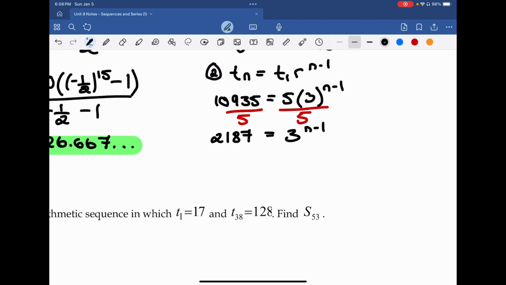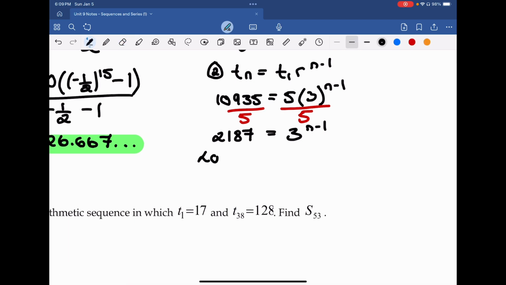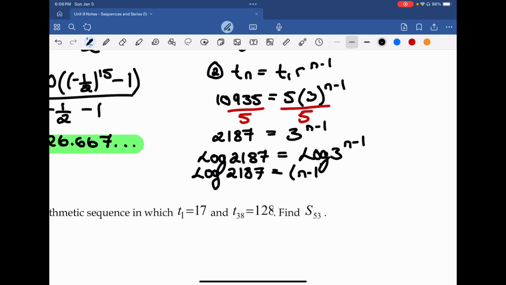Now, using logs, which again is a Math 30-1 unit, and we don't really want to go too much into it, but I'll show you how to do logs very simply for our sake. When we take the log of both sides, we say log of 2187 is equal to log of 3 to the power of n minus 1. Now, the power rule in logs is that we can take the exponent and use it as a coefficient on that log. So I'm going to rewrite this as log of 2187 is equal to, in the front, n minus 1 attached to the log 3.